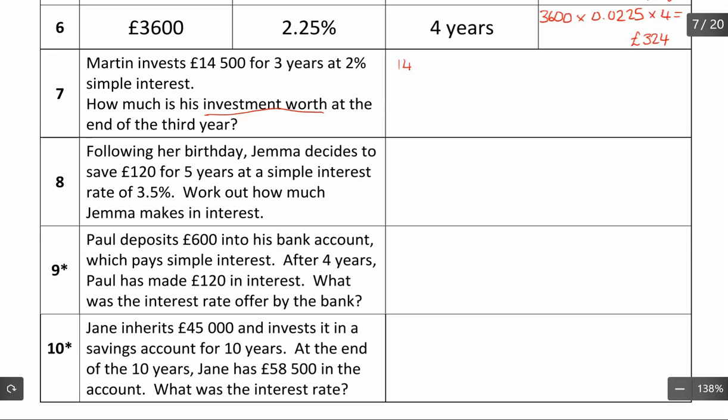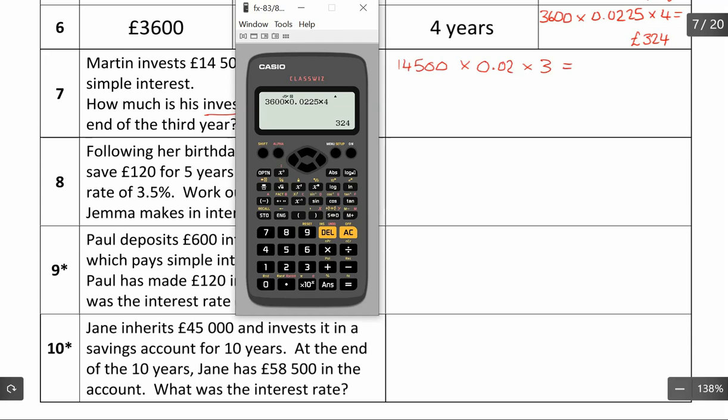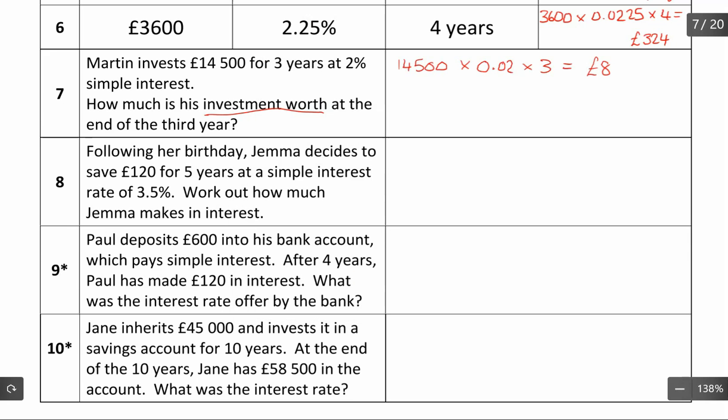So we're going to do the same thing, we're going to times 14,500 by the interest rate, which is 2%, so 0.02, times the number of years. We're going to work out how much interest Martin gets. £870 interest, and then finally we need to add that on to the original amount. And that is how much his investment is worth.